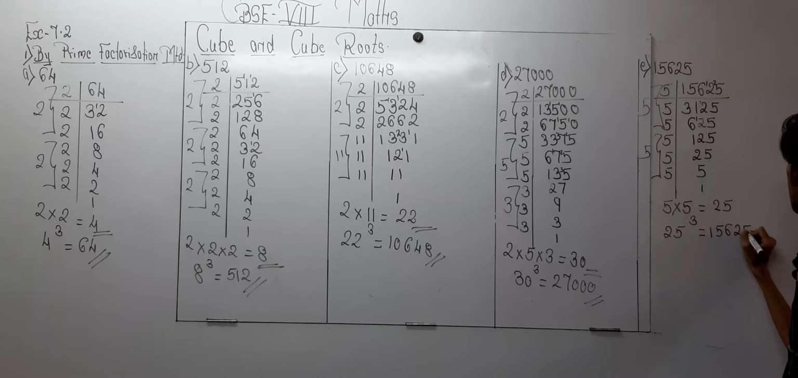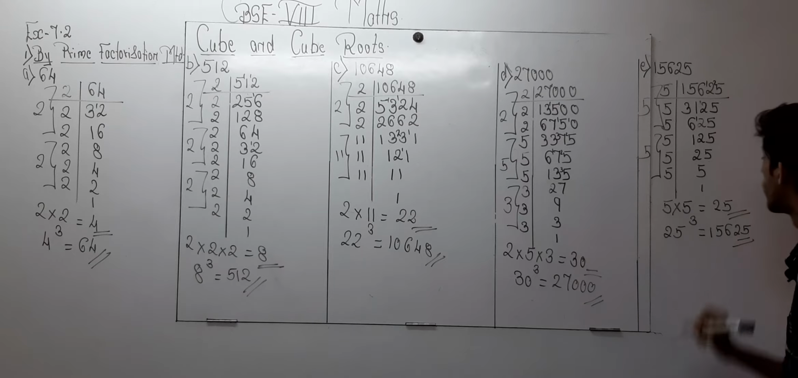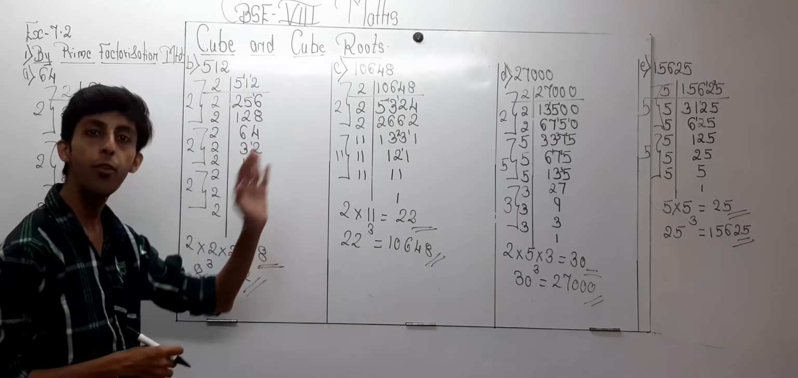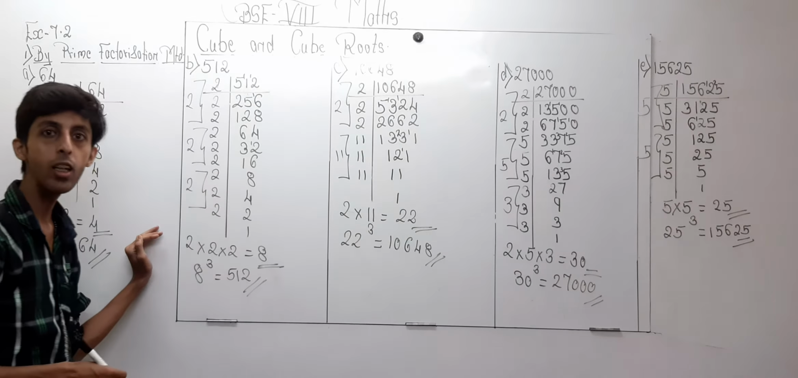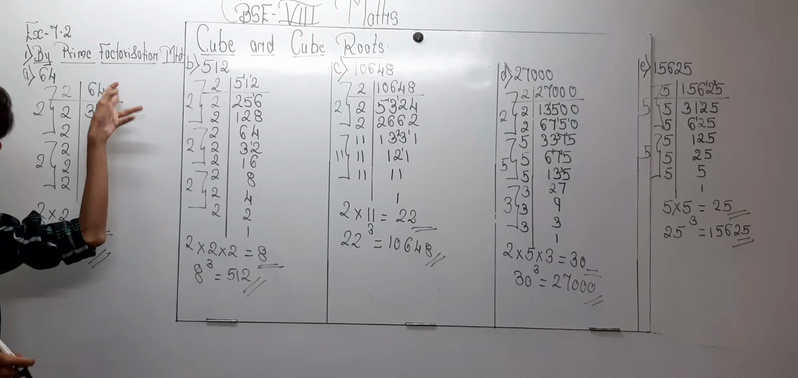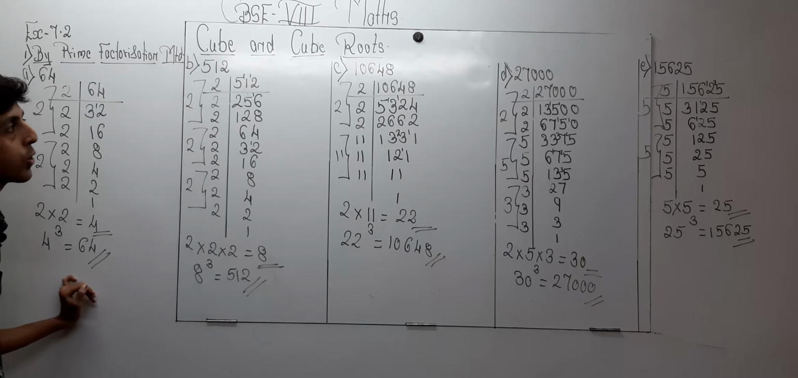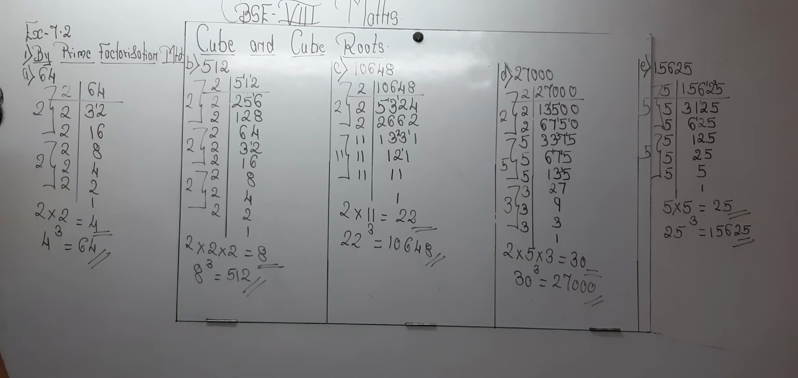Okay? This has been told that it is a perfect cube. You have to find the number for which it is a perfect cube by the prime factorization method. So over here we have found the answer. So now we will continue with our question number F over here. Okay?